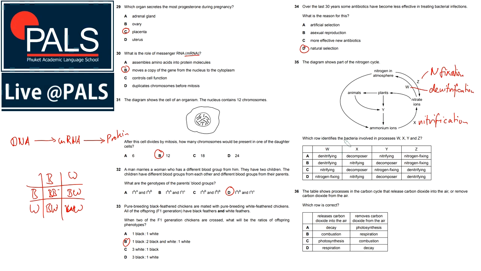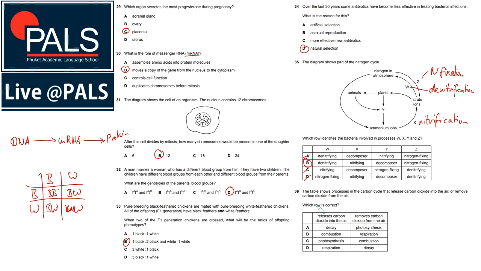So the organisms that do that, so denitrifying bacteria, so it's either A or B. X, nitrification, yes, it must be B. Y decomposers, yes, and Z nitrogen fixation, yes.